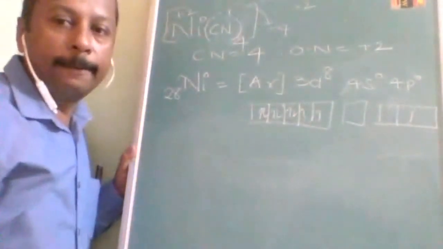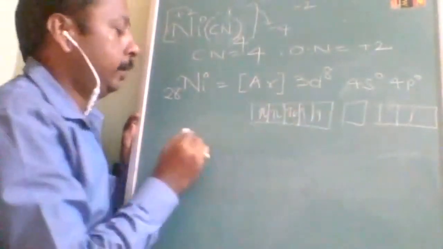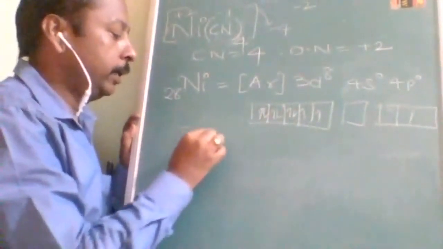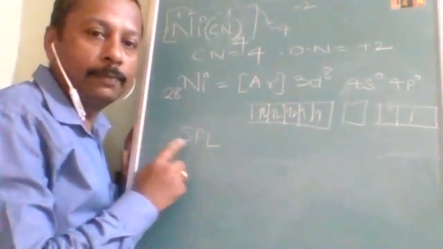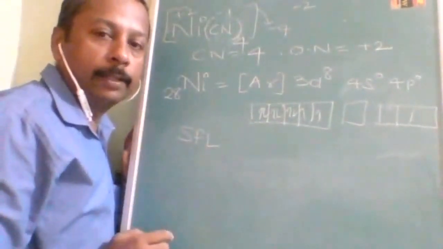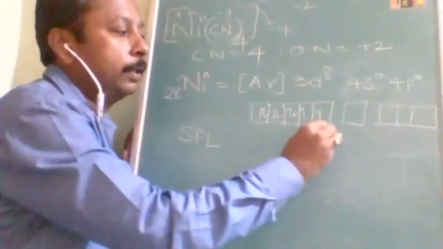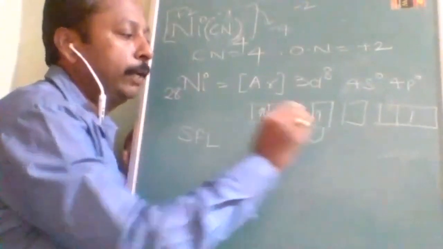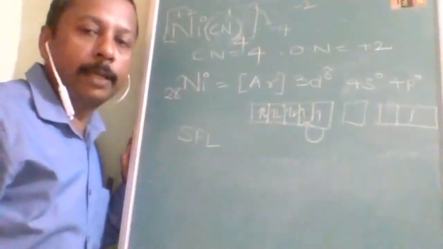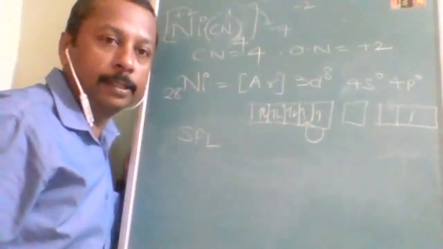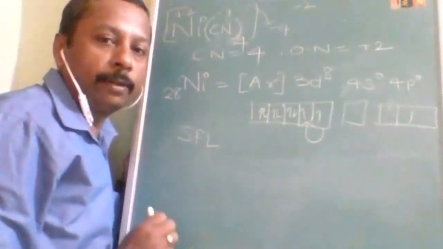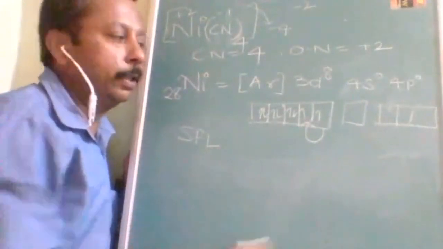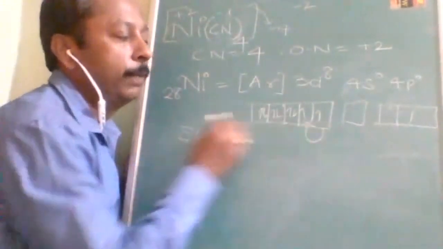Now here, in the presence of SFL, what is SFL? SFL stands for strong field ligand. In the presence of the strong field ligand, the electrons will pair up whenever there is a possibility. That is the advantage, that is the stability, that is the strength of a strong field ligand. Understood? When they approach like this, they start pairing up.